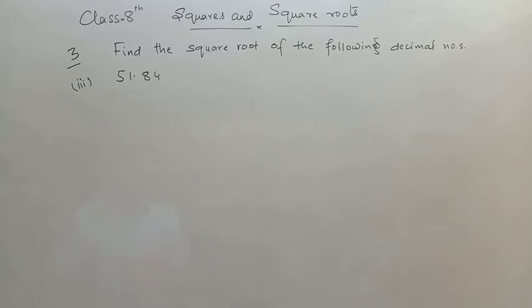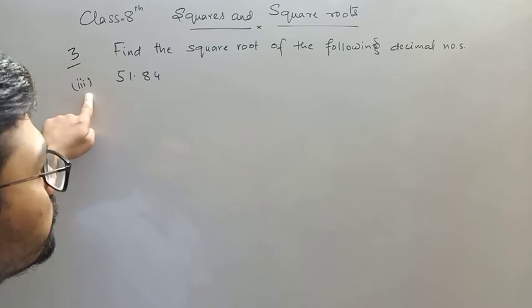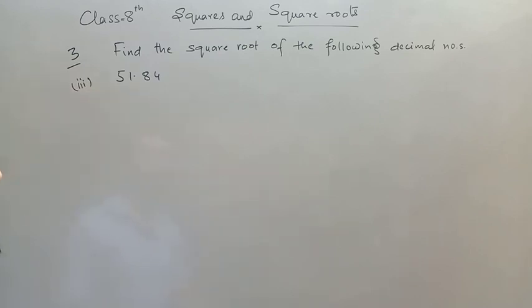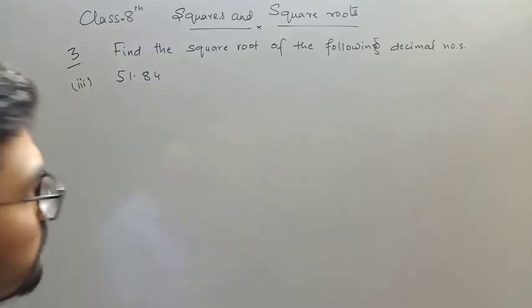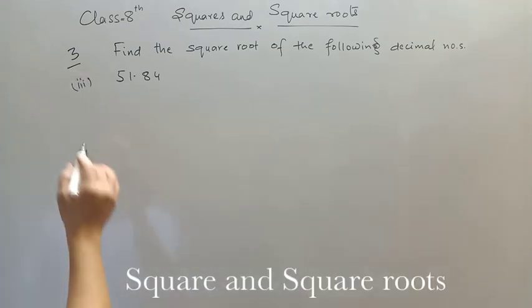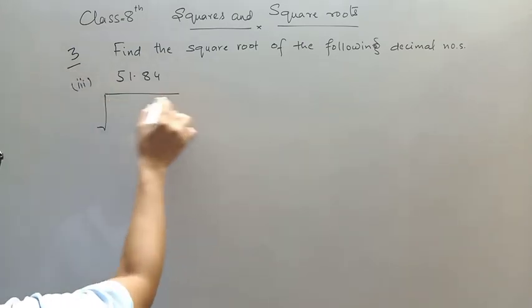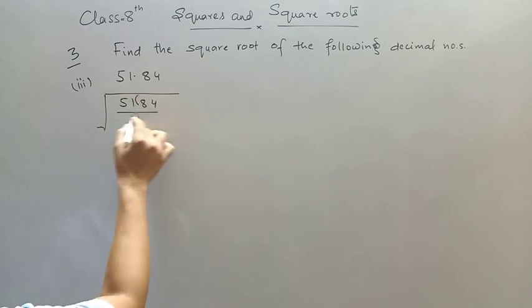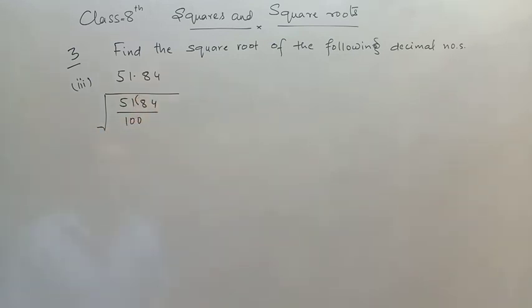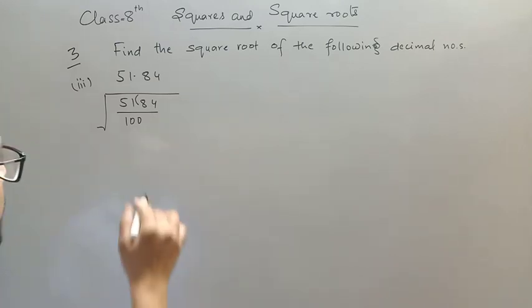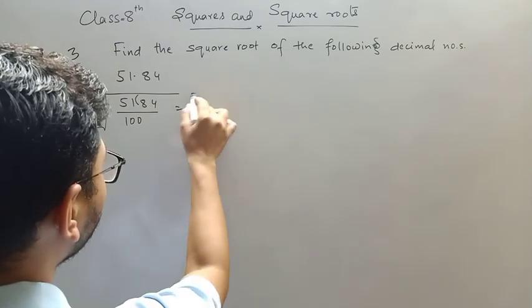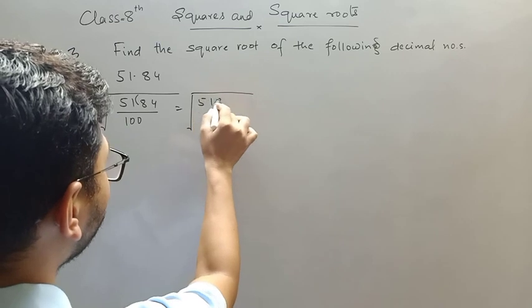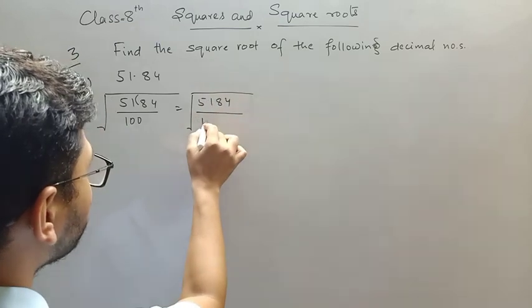This is question number 3 of your exercise and I am solving part 3. Find the square root of the following decimal numbers. So you need to calculate the square root of 51.84, but if I remove this decimal I can put 100 in the denominator, right? That means I can write it like this: 5184, and 100 can be written as 10 into 10, right?